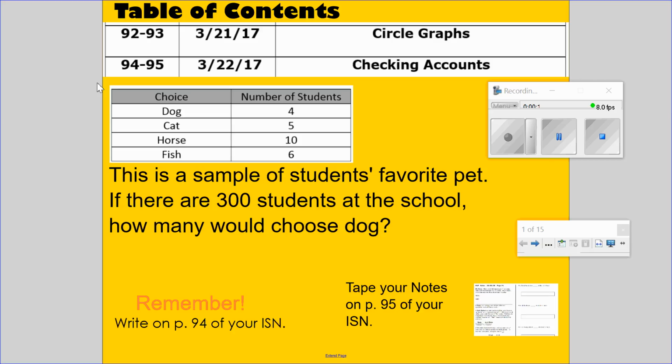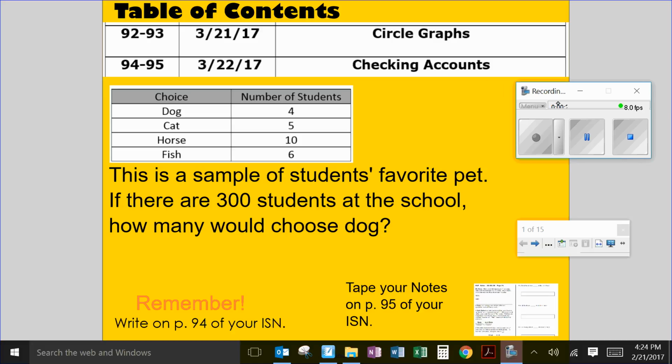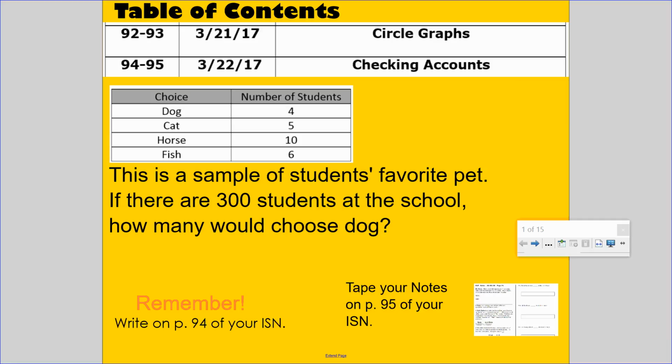This is a survey. Four people chose dog as their favorite animal, five chose cat, 10 people chose horse, six people chose fish. This is a sample of students' favorite pet. If there are 300 students at the school, how many would choose dog?